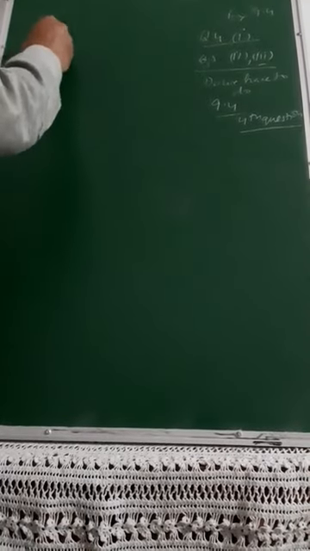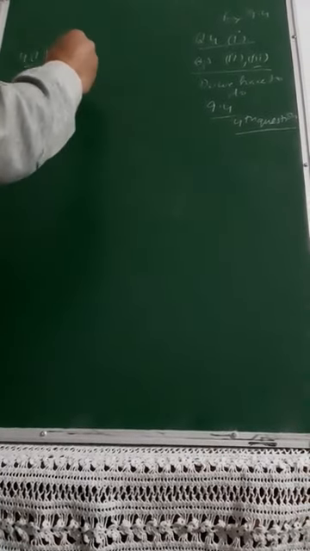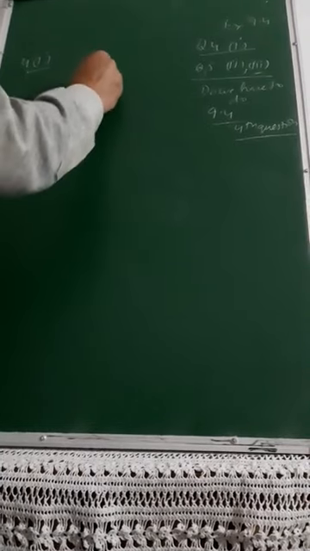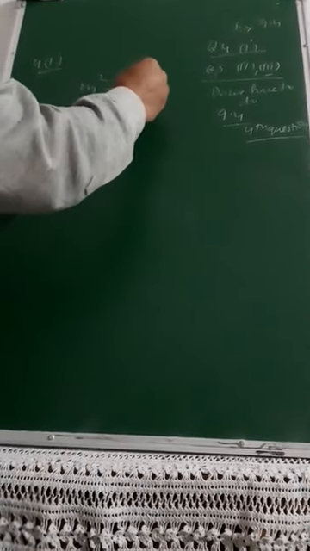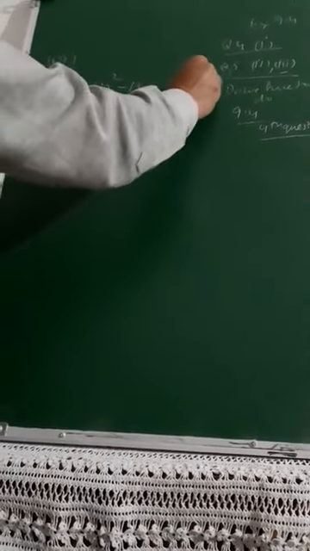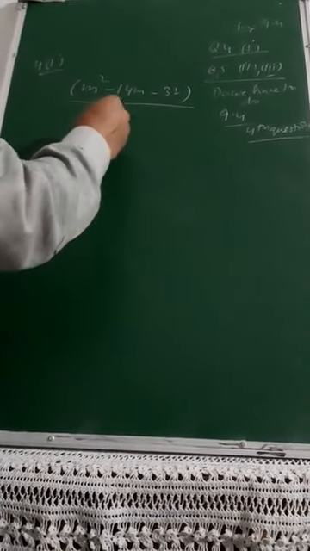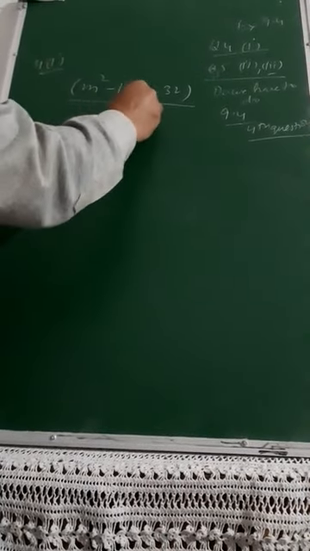So let us see what the first part of this exercise 9.4 is, and the first question: you are supposed to divide m square minus 14m minus 32 by m plus 2.